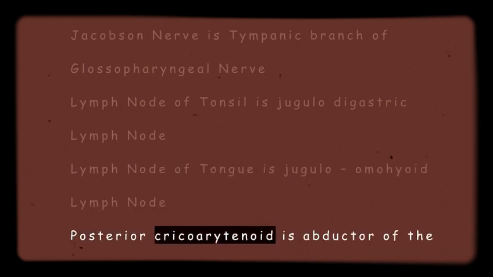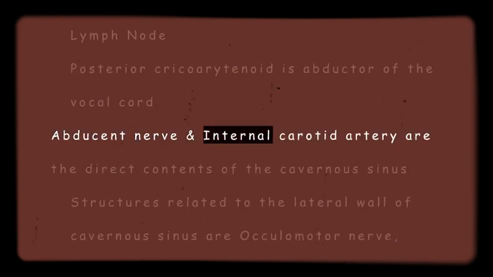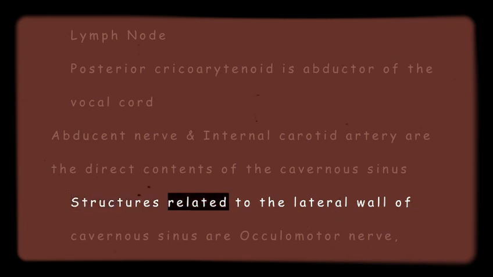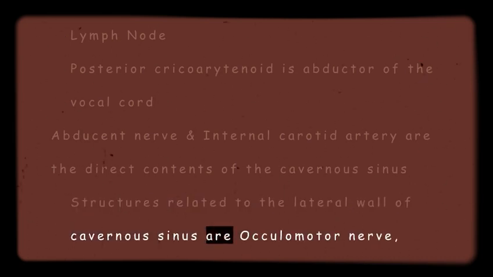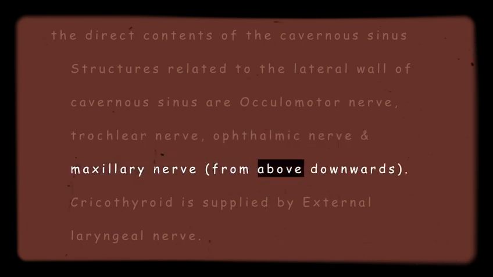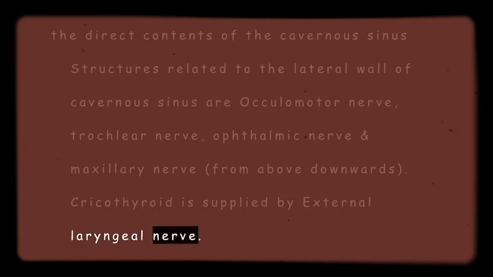Posterior cricoarytenoid is abductor of the vocal cord. Abducent nerve and internal carotid artery are the direct contents of the cavernous sinus. Structures related to the lateral wall of cavernous sinus are oculomotor nerve, trochlear nerve, ophthalmic nerve and maxillary nerve, from above downwards. Cricothyroid is supplied by external laryngeal nerve.